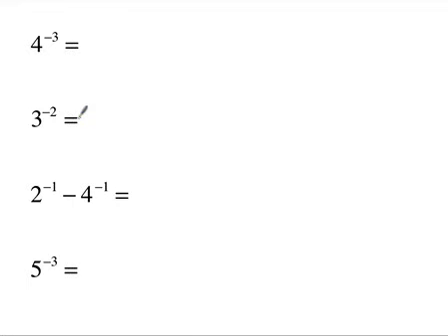Okay, we're going to have a look at negative indices now. Here we've got 4 to the power of minus 3. Now, that could be worked out by doing a calculation such as 4 to the power of 2 divided by 4 to the power of 5, because there you'd subtract 2, take away 5 to end up with minus 3.